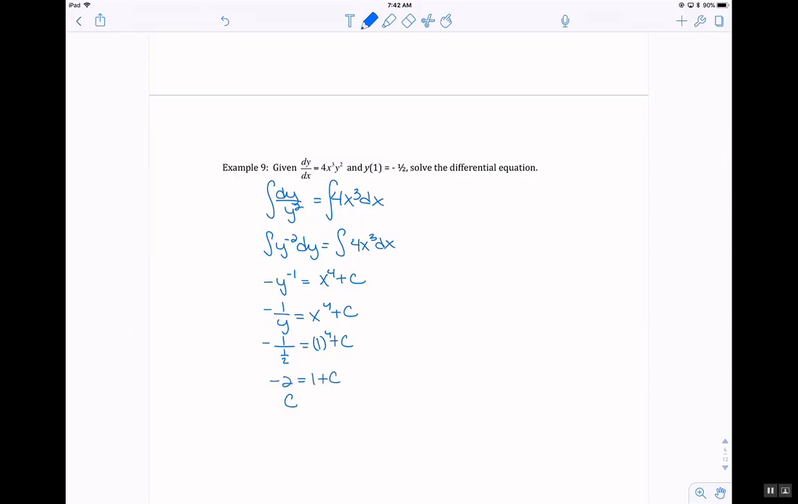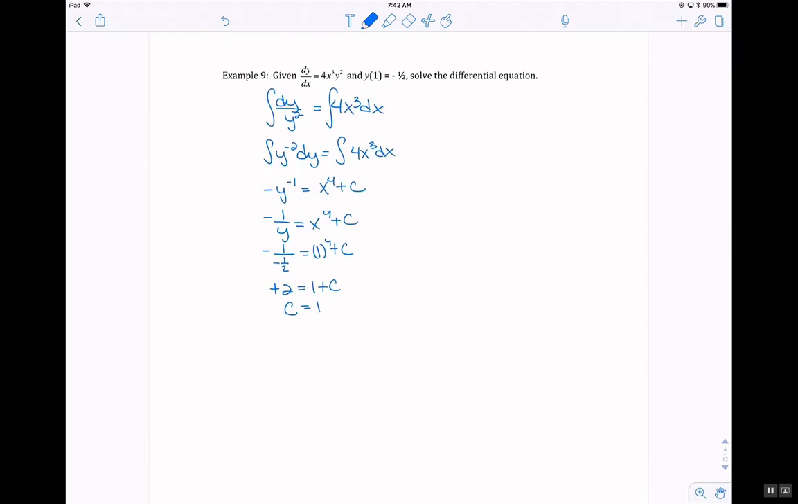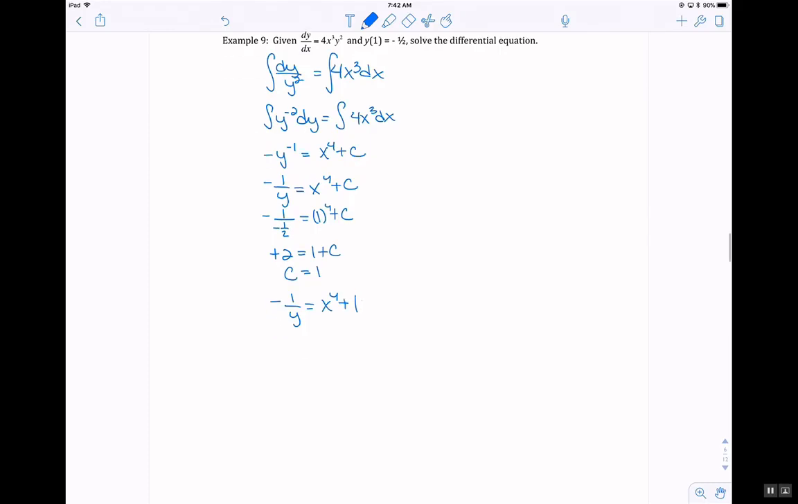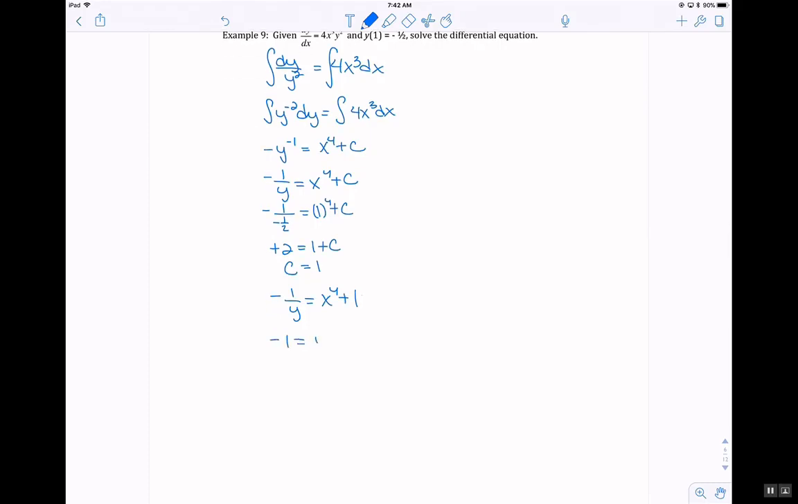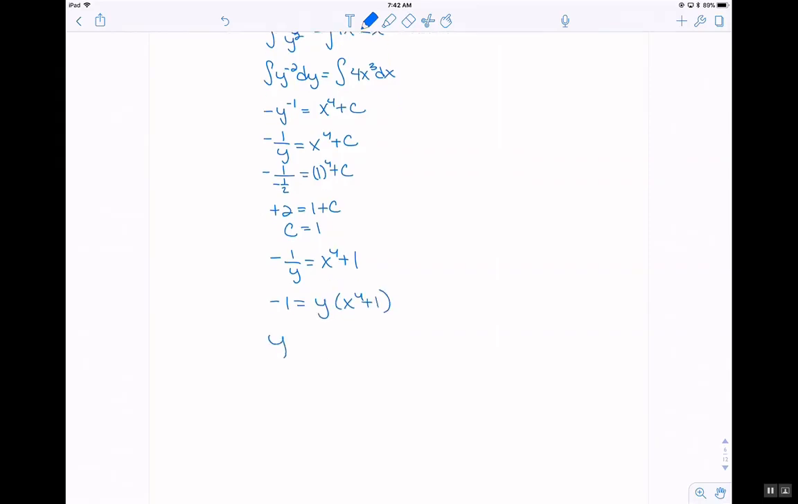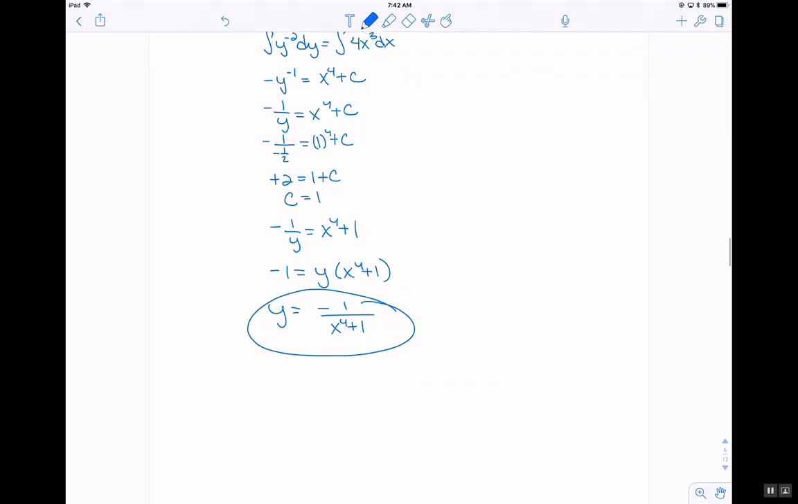So, positive 2. It should be a negative 1/2. So c is equal to 1. So then I get negative 1 over y is equal to x to the fourth plus 1. So negative 1 is equal to y times x to the fourth plus 1. So y is equal to negative 1 divided by x to the fourth plus 1. So you must isolate y, which means y to the first power and a coefficient of 1.